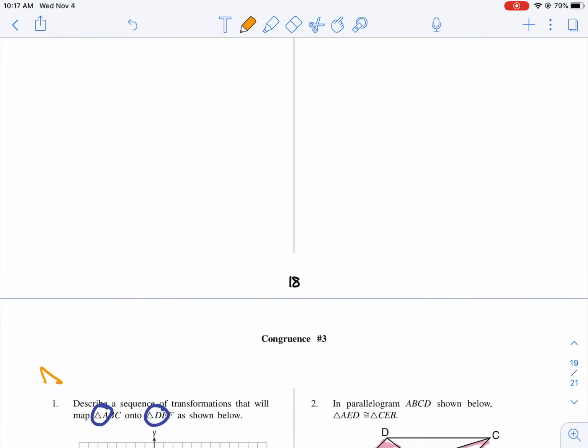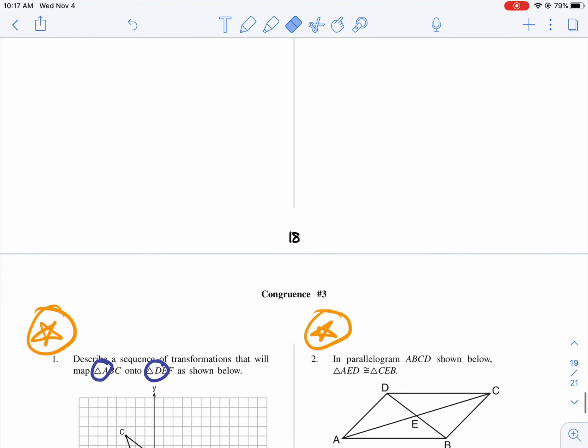All right, so I want you guys to try 1 on your own right now, and then we'll check our answers. And 2 is a little tricky, but we'll go over it and see if you guys can get 2. Let me see if I can. I thought I erased.